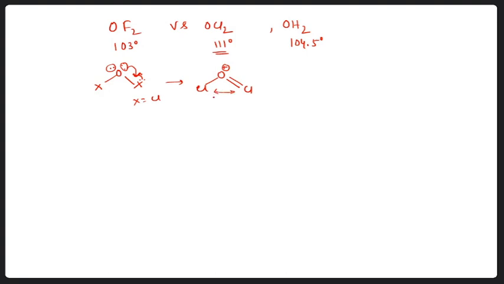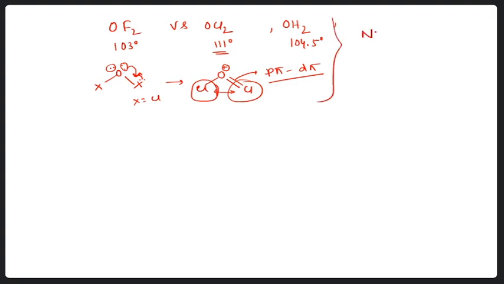Another thing is the larger size of chlorine. So two things are there. There is a possibility of d pi back bonding, as well as the larger size of chlorine. These two factors enhance the bond angle a little bit from the regular tetrahedral geometry.